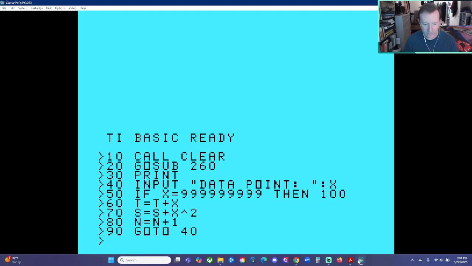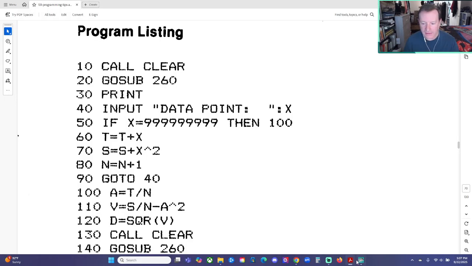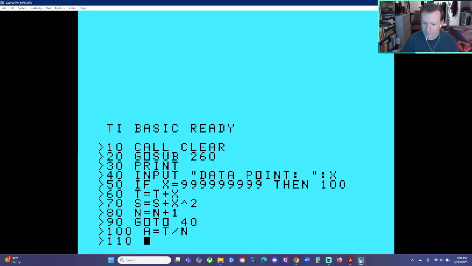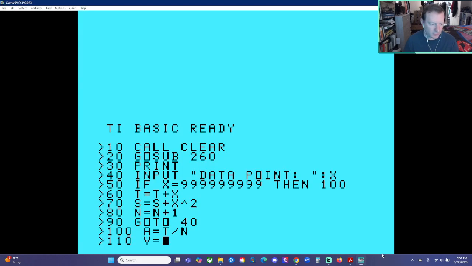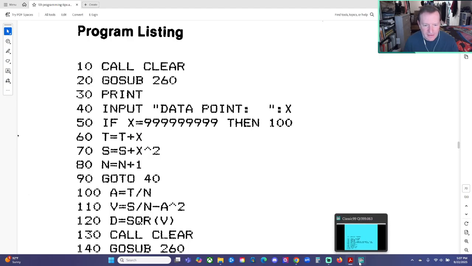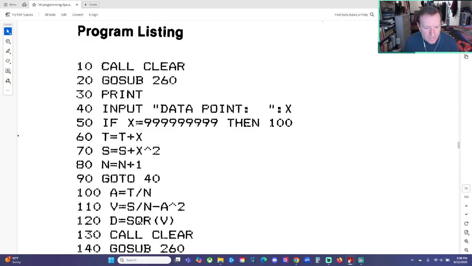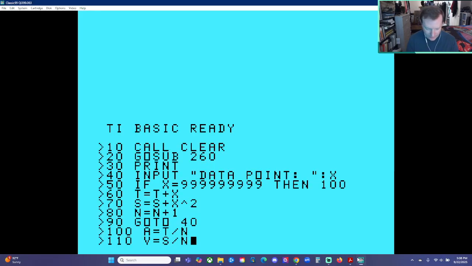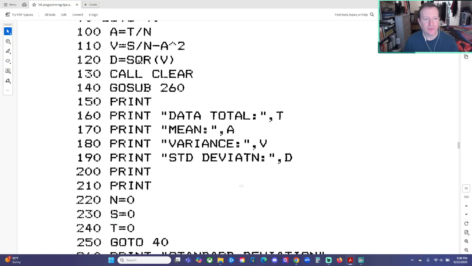100, A equals T divided by N, the average, I believe. Okay, 110. This will be the variance. V equals S divided by N minus A to the second power. A to the power of 2. That looks right. Let's scroll a little bit here.